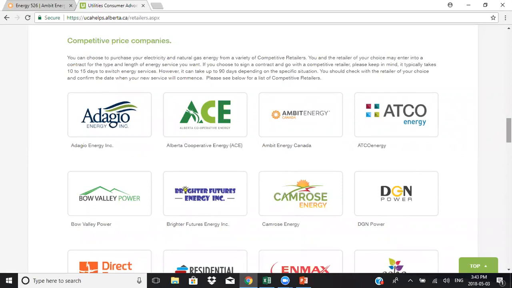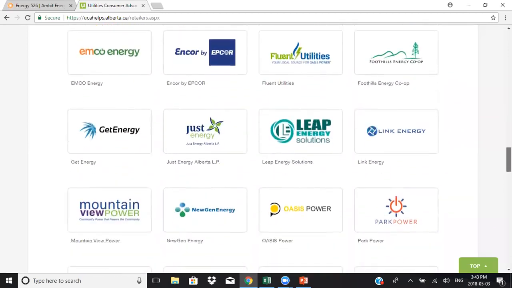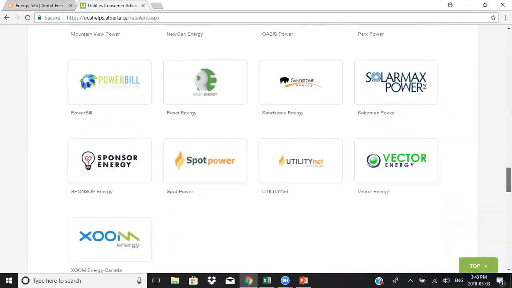Now you're going to see on the top row, third from the left, Ambit Energy Canada. So Ambit Energy is a registered retailer here. We're right beside ATCO, as you can see. And yeah, so we're fully registered. We're here doing business, and it's absolutely very exciting. So here's a list of all the retailers.